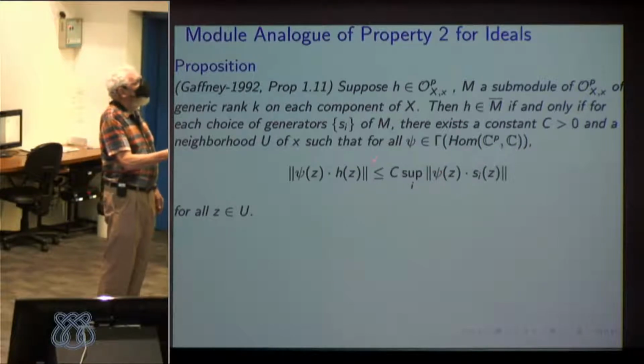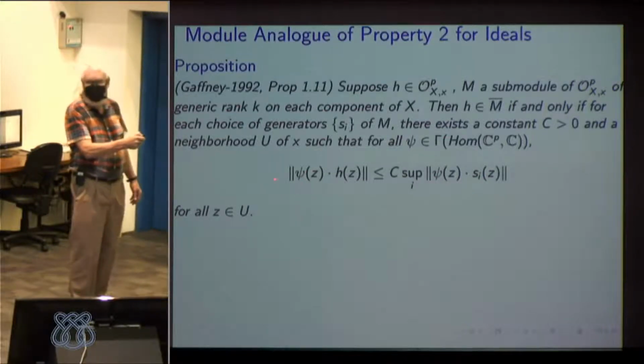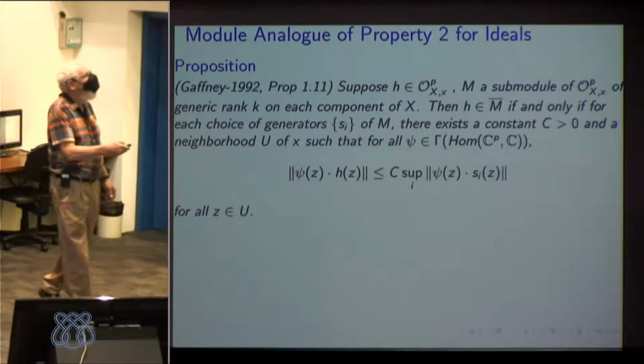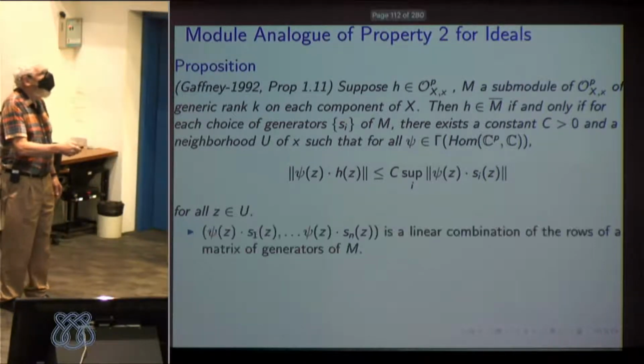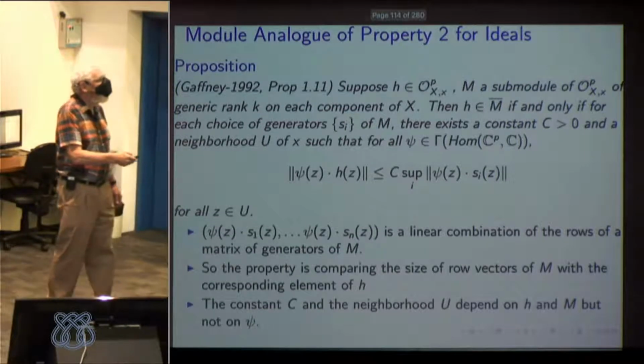Here, the phis are contained in HOM CPC, and the generators are these SIs. In matrix terms, what's going on is that we're looking at a row vector. C dot SI is a row vector. And we're comparing this row vector with the corresponding combinations from the H's. And we need that to hold on a neighborhood. Row vectors of M with a corresponding element of H.